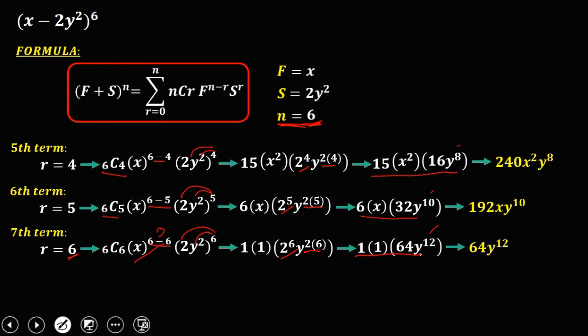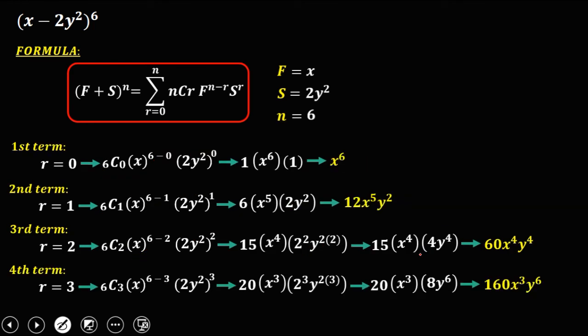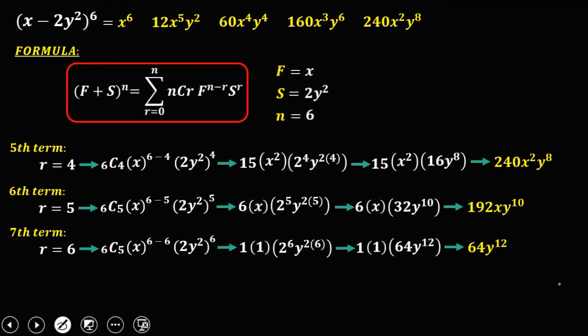So this is now the expansion of (x minus 2y squared) to the power 6. The first term is x to the power 6. Second term, 12x to the power 5, y to the power 2. Third term, 60x to the power 4, y to the power 4. Fourth term, 160x to the power 3, y to the power 6. Fifth term, 240x squared y to the power 8. The sixth term is 192xy to the power 10. And the seventh term, 64y to the power 12.